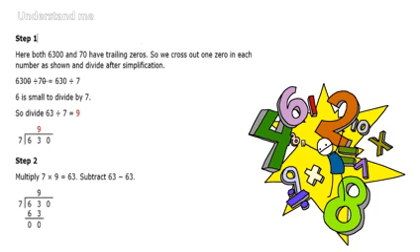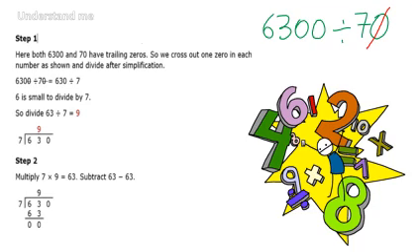Now we're going to learn some tricks in division. Suppose you have 6,300 divided by 70. You have to know that sometimes if you have 0 in the divisor and 0 in the dividend, you can cross them out. A 0 from the divisor and a 0 from the dividend. What's left now is 630 divided by 7. So we are going to divide 630 by 7.